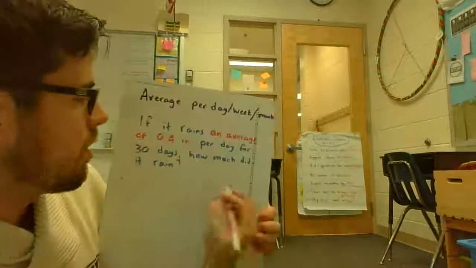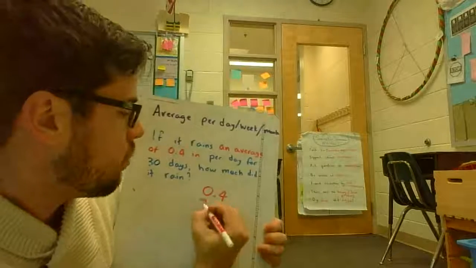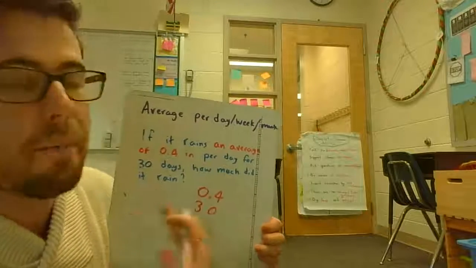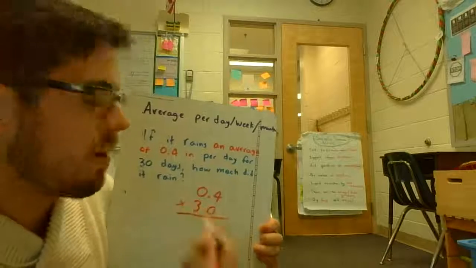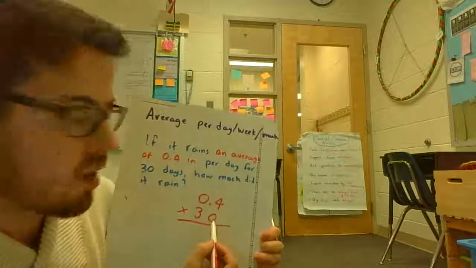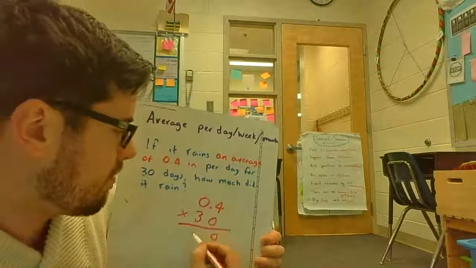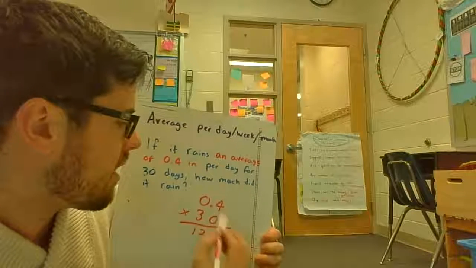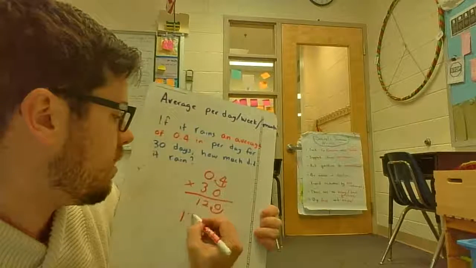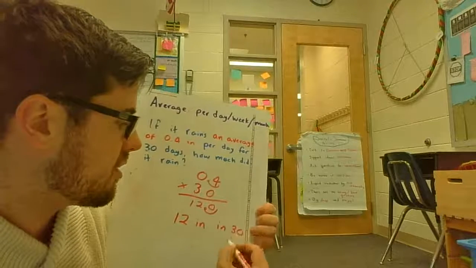So to set this up, we'll take our amount that's being repeated, then we'll put our number of times that it will be repeated, and then we'll simply multiply. So we'll add a 0 here for our place value for our 30, and then 3 times 4 is 12. And then we would actually use a jump strategy to pull this over. So the answer would be, it would rain 12 inches in 30 days.